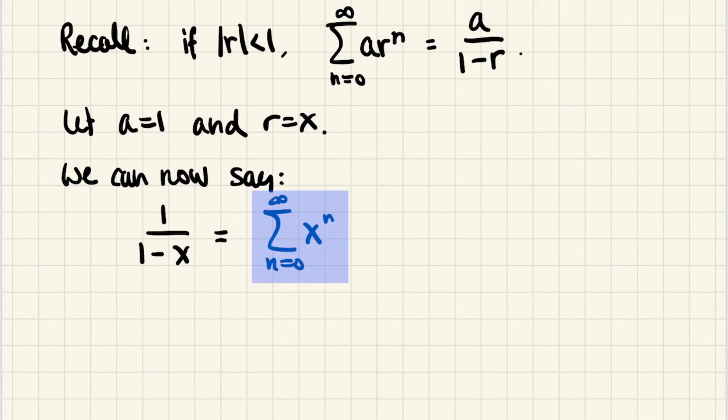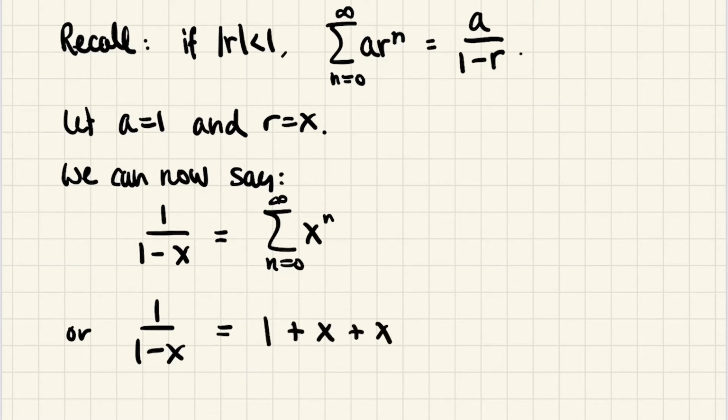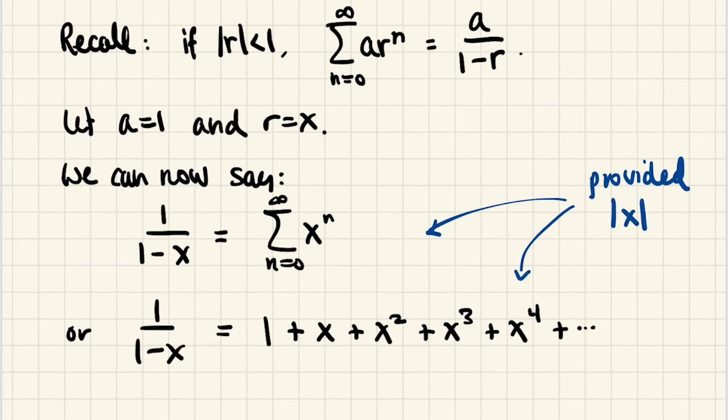Okay, note that this is a geometric series with a equal to 1 and r equal to x. So given that it's convergent, its sum would be a over 1 minus r, or 1 over 1 minus x here. Writing it out in terms of its terms, we would see this is 1 plus x plus x squared plus x cubed plus x to the fourth, etc. And these are both provided that the absolute value of x in this case is strictly less than 1.